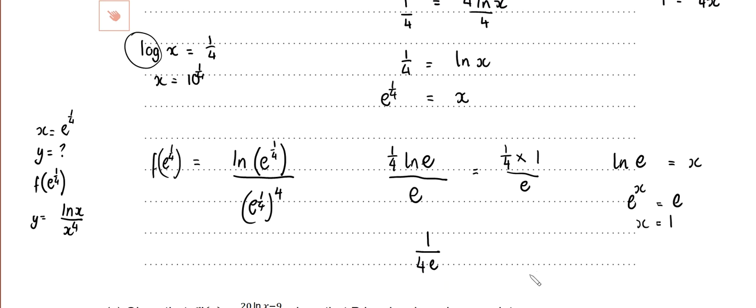So my coordinates are e to the power of a quarter, 1 over 4e. What looks quite tricky, with all the e's and natural logarithm stuff, is actually relatively easy if you know your laws of logarithms.